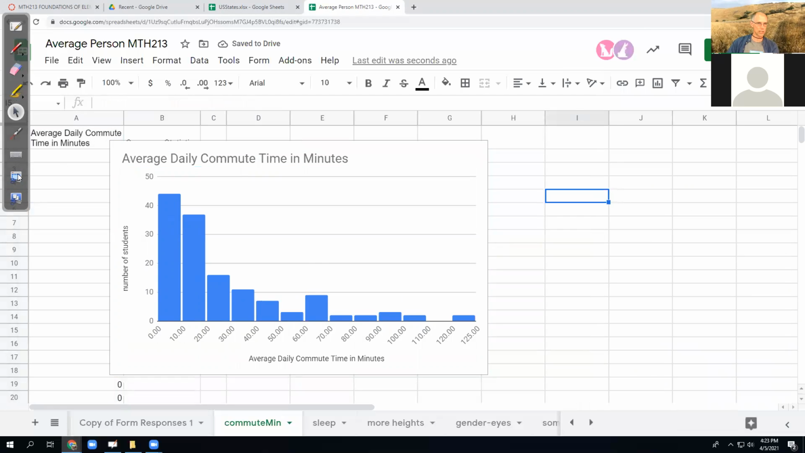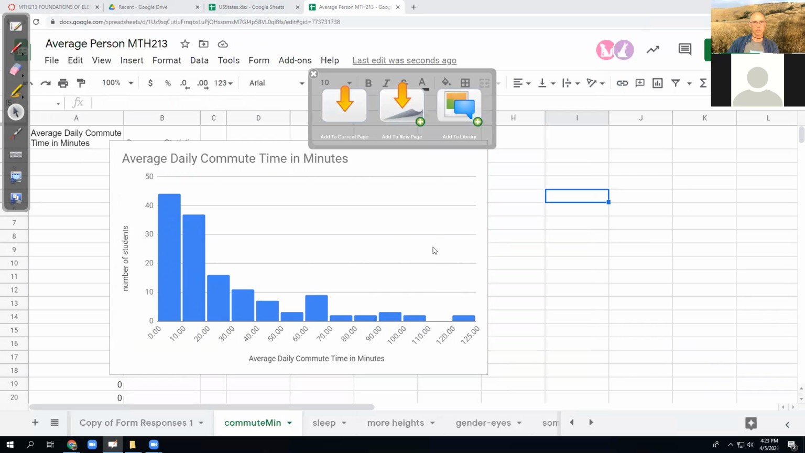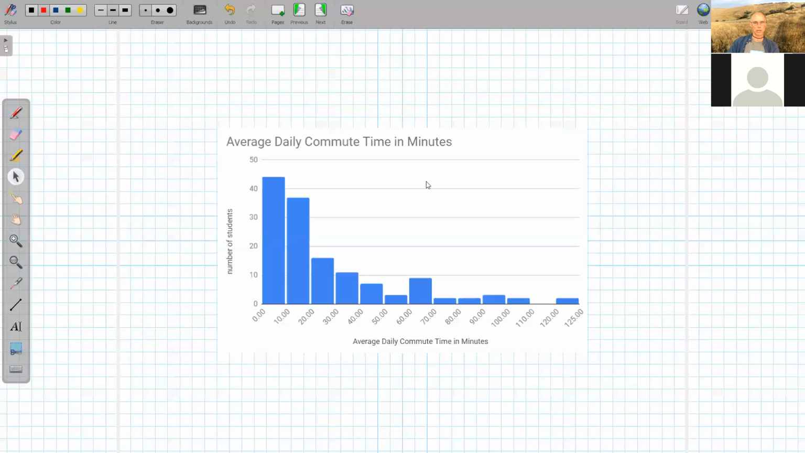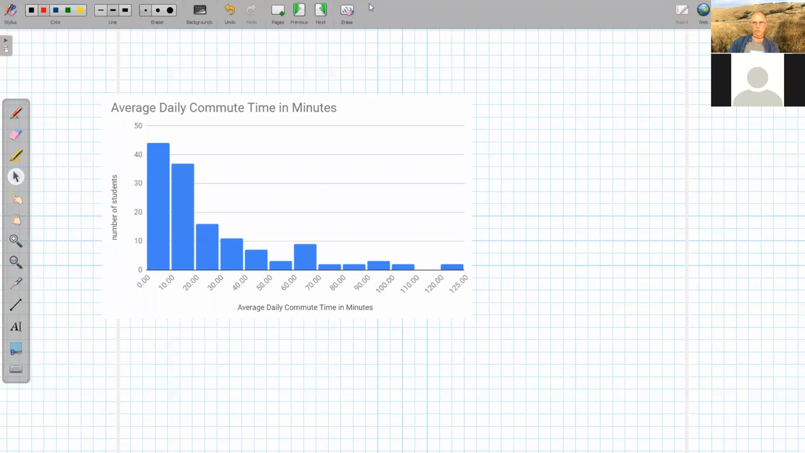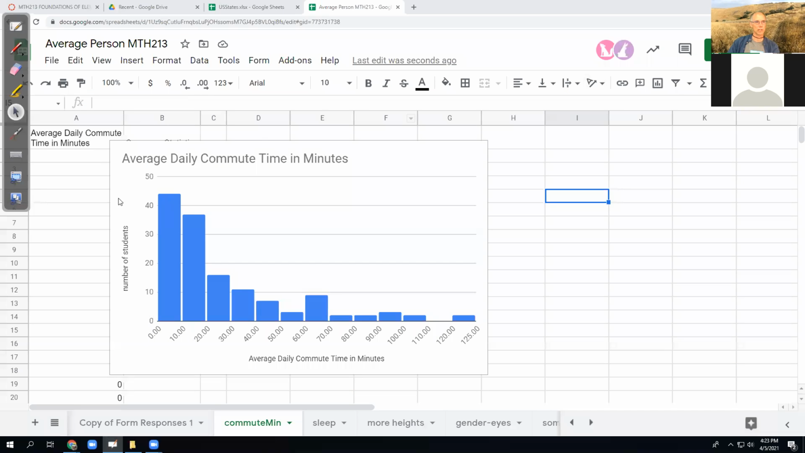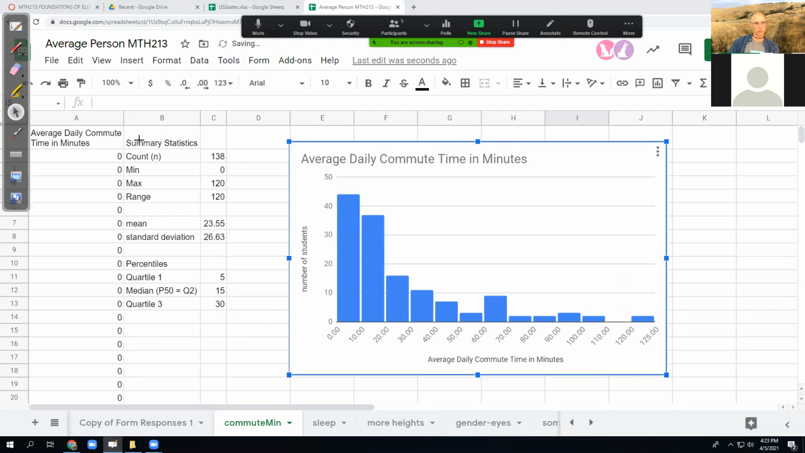Let's draw on it. All right, so here's my graph, and then I need to see some of my summary statistics. Oops, I covered them up. Now I'm just looking at these first 6.